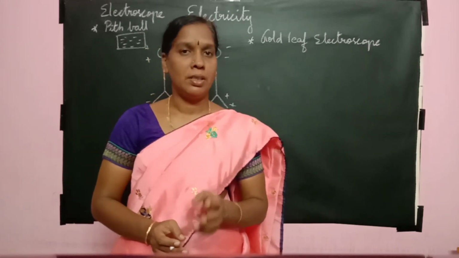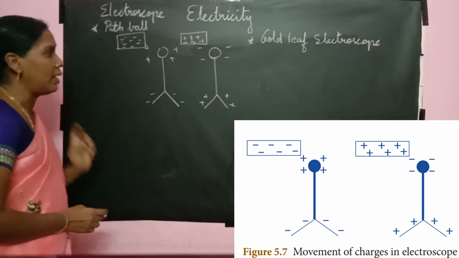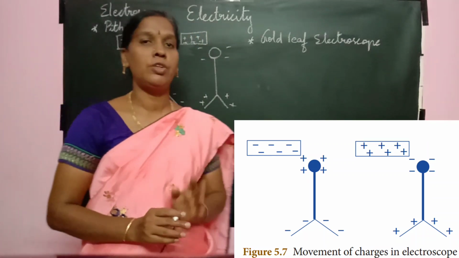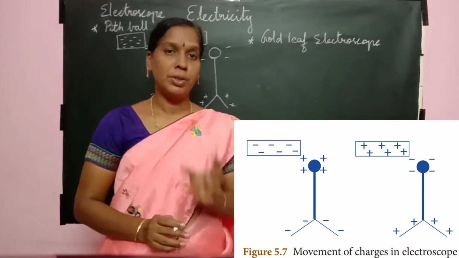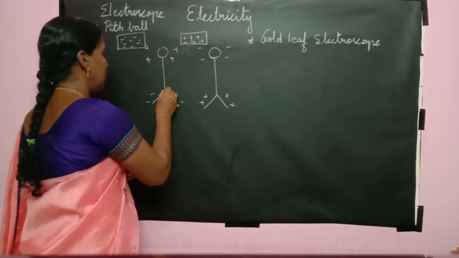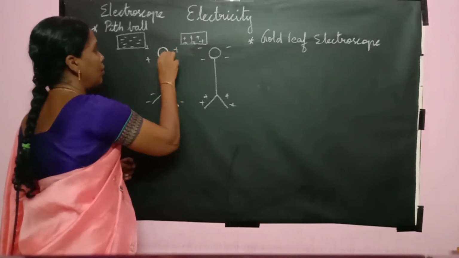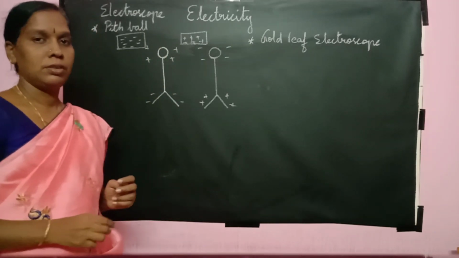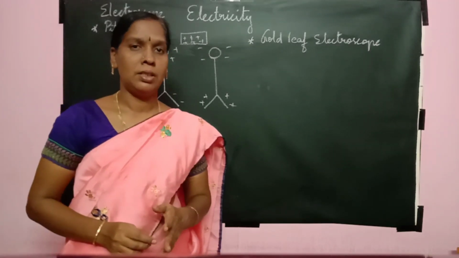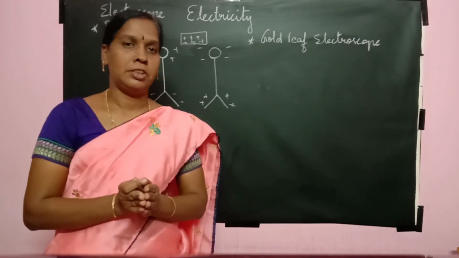There are two types of electroscopes: the pith ball electroscope and the gold leaf electroscope. The pith ball electroscope has two metal rods connected at the center that move upwards, and at the other end a knob is present. It works on the principle that like charges repel each other and unlike charges attract each other.